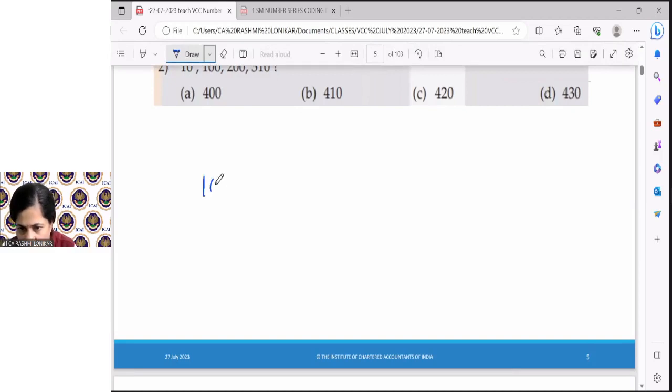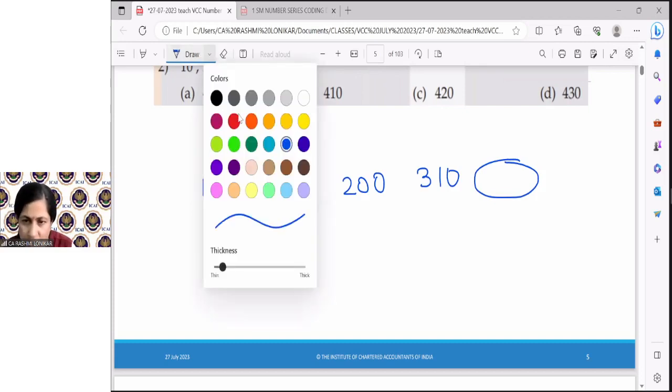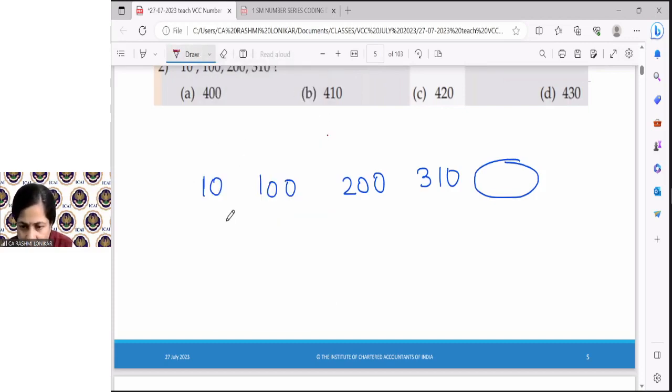Now this is 10, 100, 200, and 310. And then there is a question mark. Okay. So 10 plus what gives me 100? 10 plus 90 gives me 100. 100 plus what gives me 200? 100 plus 100 gives me 200. 200 and 310, so 200 plus 110 gives me 310.